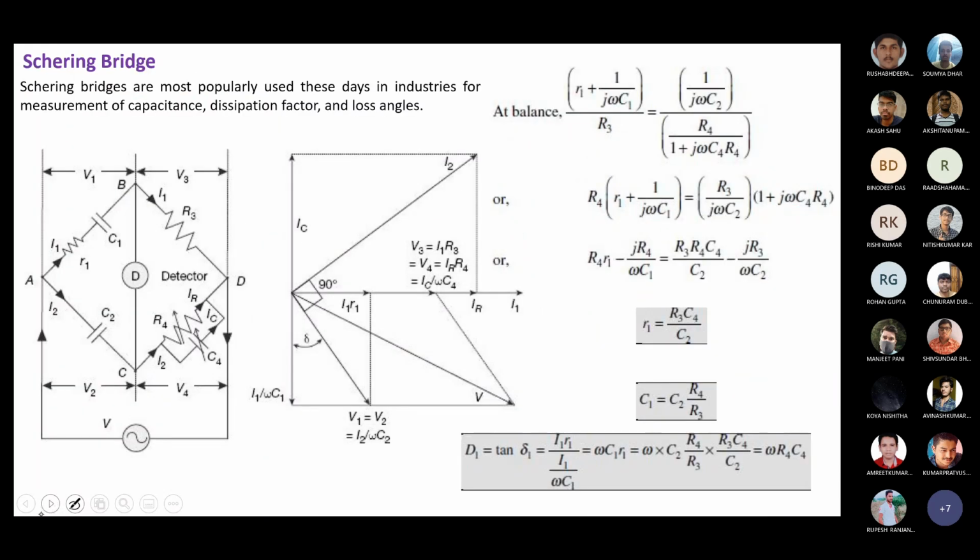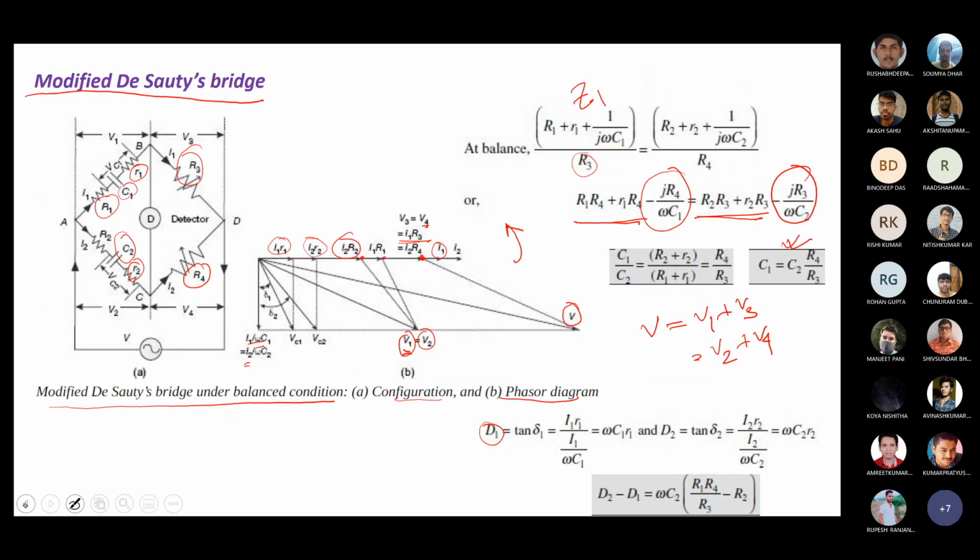Next, we are going for the design of the Schering bridge. The Schering bridge is the most popular in industries for measuring capacitance, dissipation factor and loss angle. As in your previous case, you can also find out delta, then DF, then the Q value, so tan delta. You can also find out these values.